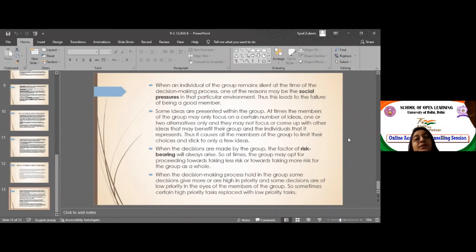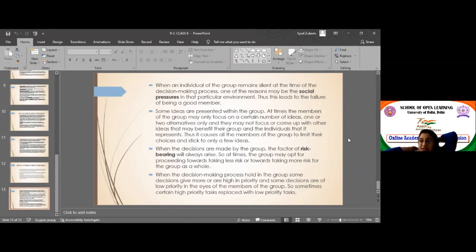When an individual of the group remains silent at the time of the decision-making process, one of the reasons may be the social pressures in that particular environment. Thus, this leads to the failure of being a good member. Of course, there will be a lot of social pressures, like we have said. It's connected to the idea that if the boss is making in favors, then of course his subordinates will be supporting him. And there are other social pressures as well.